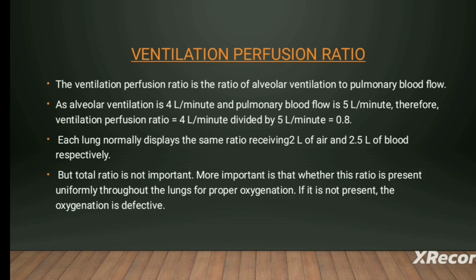In a healthy individual, the normal ratio is 1, which is present in the middle of the lungs. As alveolar ventilation is 4 liters per minute and pulmonary blood flow is 5, therefore the normal value is 4 by 5, approximately 0.8. Simple mathematics. Hope so it is clear to you all.